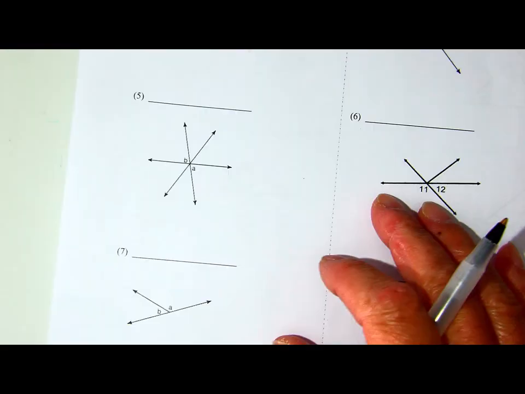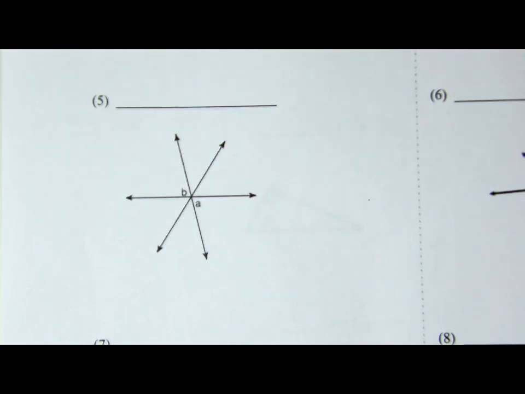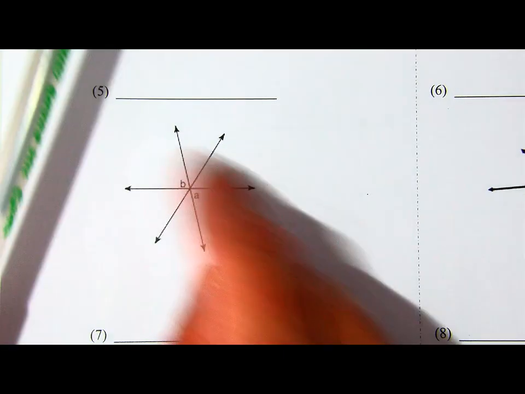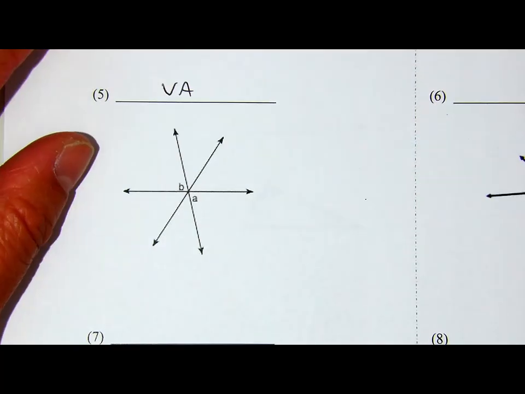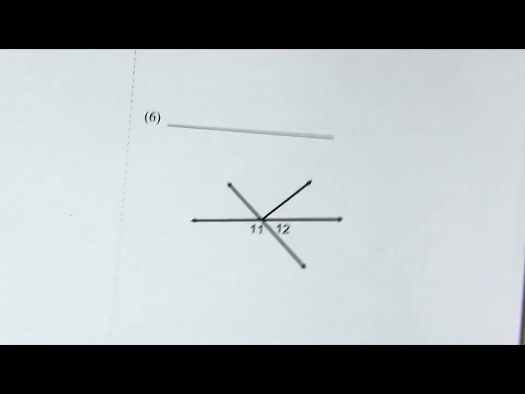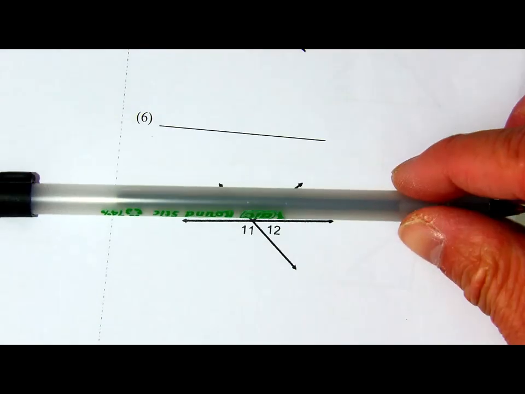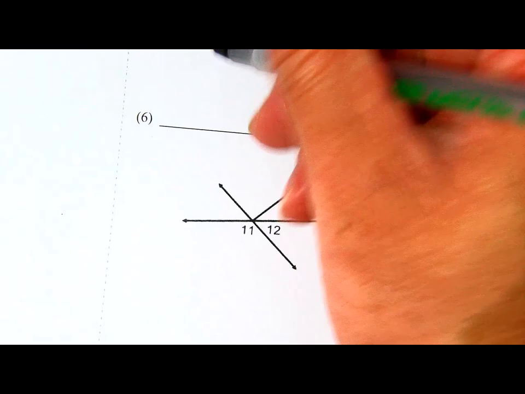Alright, number 5. What do you notice? Are they next to each other on the line? No. They're across from each other. That's called vertical angles. Number 6. What is it? Yeah, it's a linear pair. Just use your pencil and pen, put it down, 2 angles, they're next to each other, there it is.